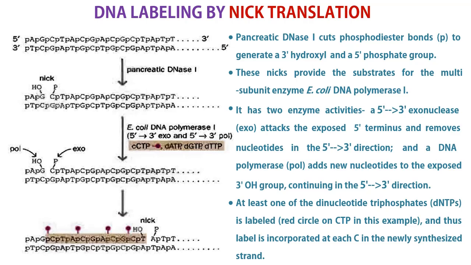At least one of the deoxynucleotide triphosphates, dNTPs, is labeled, red circle on dCTP in this example, and thus label is incorporated at each C in the newly synthesized strand.